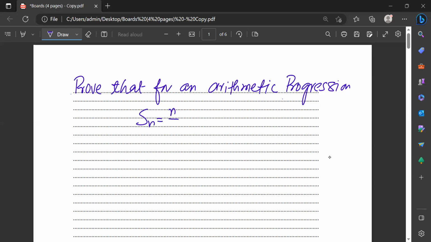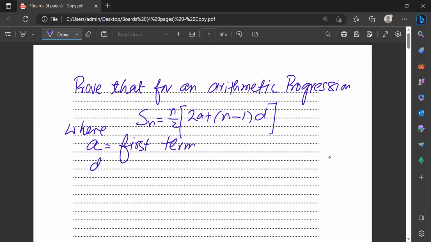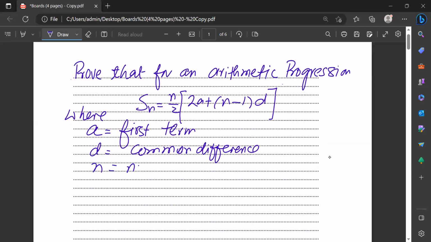Sn is equal to n over 2 into 2a plus n minus 1 into d, where a is the first term, d is the common difference, n is the number of terms. Sn is the sum of first n terms.